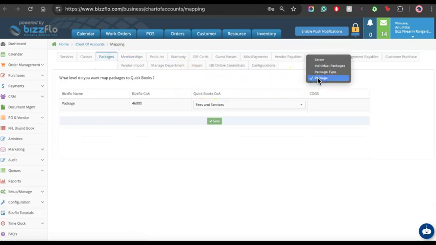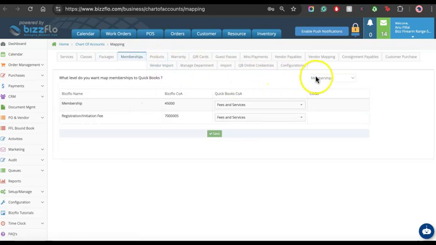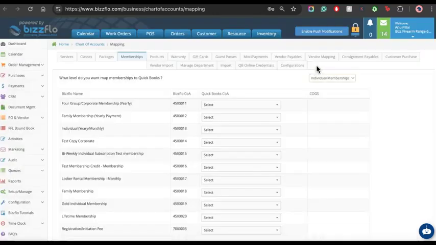Mapping memberships. Memberships can be mapped at the highest level, distinguishing between recurring memberships, such as monthly or yearly subscriptions, lifetime memberships, or initiation or registration fees, etc. Membership revenue should be categorized separately if needed, but can also be grouped under membership income.